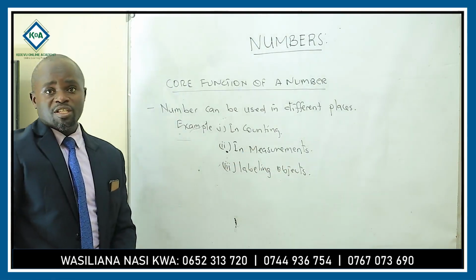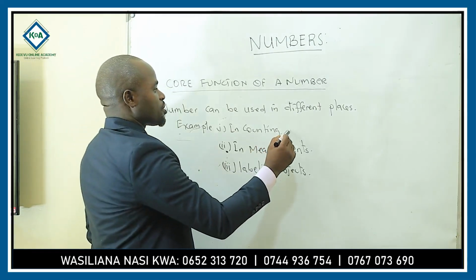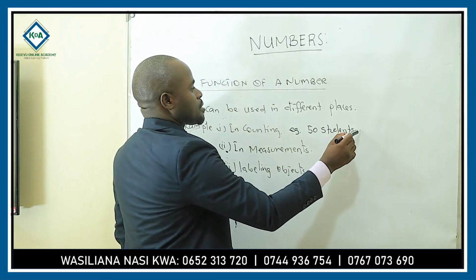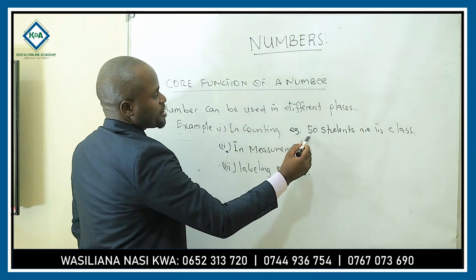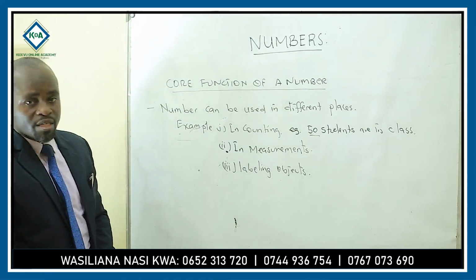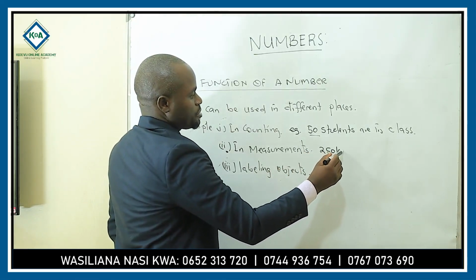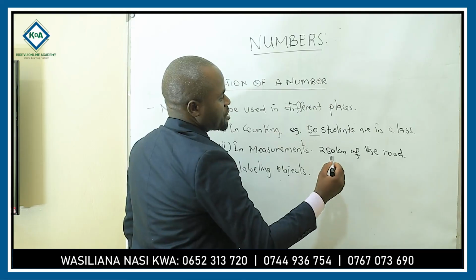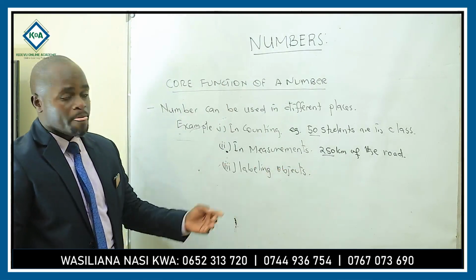Now in counting, for example, if you say the number of students in a class is 50. So 50 students are in class. This 50 is called a number. That is number applied in counting. But in measurements, if you say maybe 250 kilometers of road, it means the length of the road is 250 kilometers. So this number has been applied in measurements.